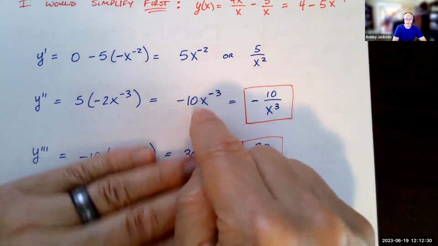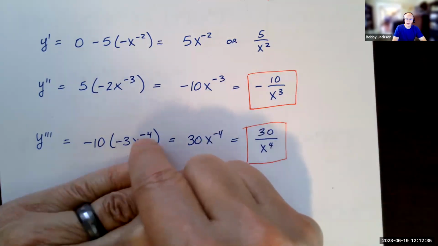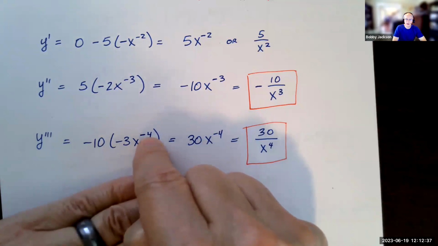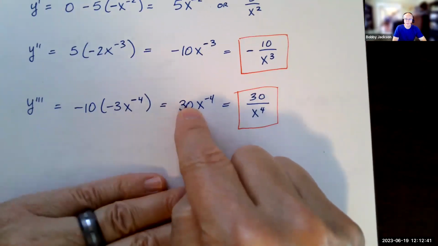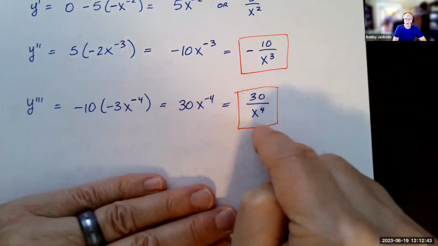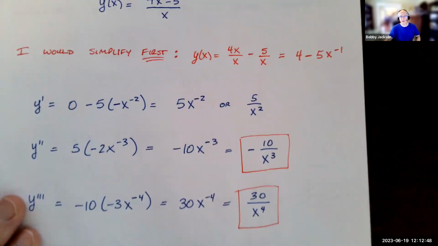Take the derivative of this for our third derivative. Negative 10 is a constant multiple. Bring the negative 3 down. X, subtract 1 from negative 3 gives me negative 4. Negative 10 times negative 3, positive 30. X to the negative 4, which I would write this way. So these are the answers for the second derivative and the third derivative in this case.